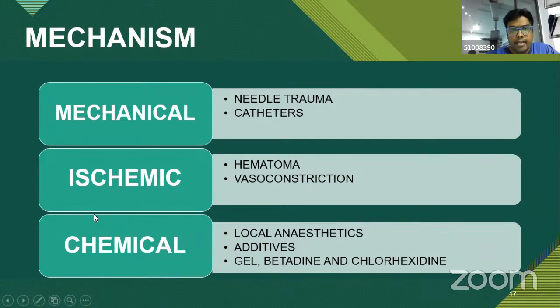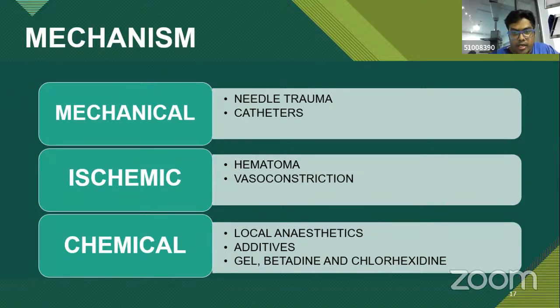Now, what is the mechanism? So how is the nerve injury produced? It is 3 of these. One is mechanical, another is ischemic and chemical. Mechanical is due to the needle-induced trauma or the catheter-induced trauma. Ischemic is the hematoma produced by the vascular injury or the vasoconstriction produced by the additives, say the adrenaline we use, or if you injure the intrinsic vascular supply, then the pressure ischemia that is caused on the nerves can cause the nerve injury as well.